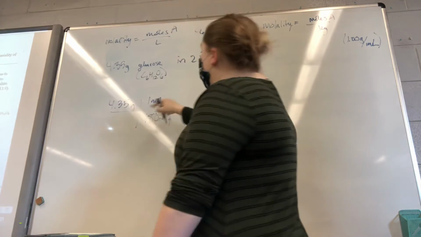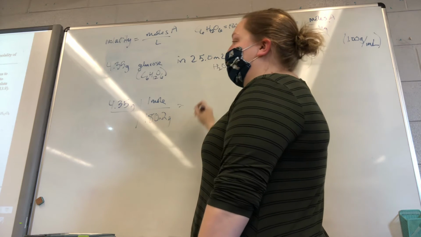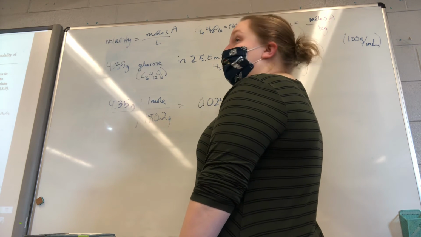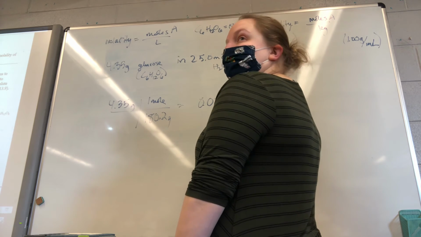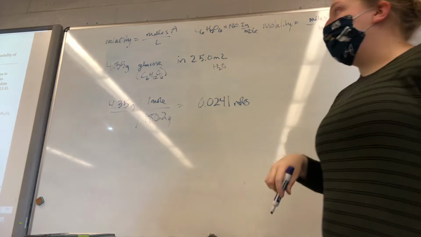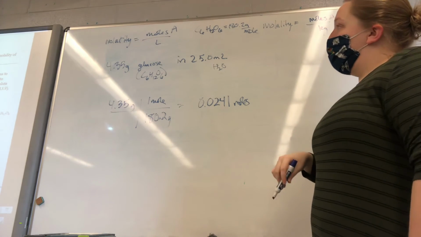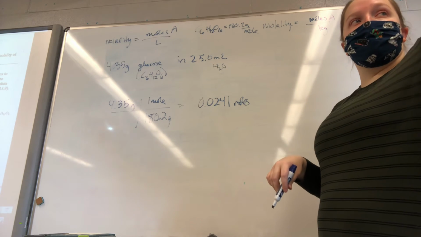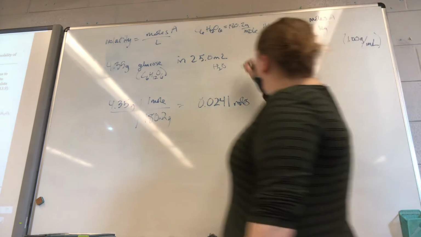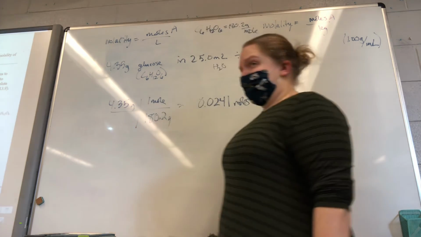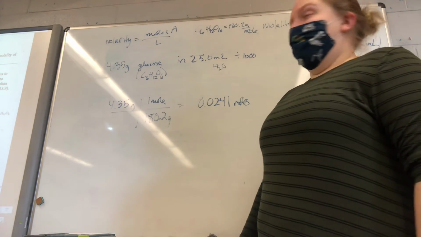All right, so then we have this. What does it come out to be? I'm going to cheat and tell you what the slide says. Gives me 0.0241 moles. For molarity, we need liters. So how do we convert milliliters to liters? Divide by 1,000.